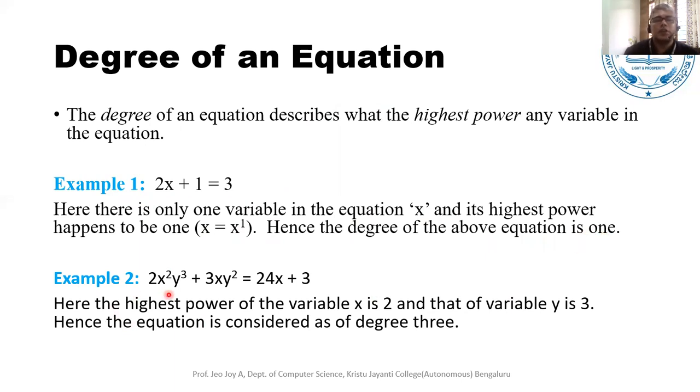And the second example here, that is 2 into x square y cube plus 3xy square is equal to 24x plus 3. This equation, there are two variables, x as well as y, and the highest power of variable x happens to be 2, and the highest power of variable y happens to be 3 here. And this equation is considered of degree 3 because the highest power of any one of the variables is 3. The variable y is having the highest power as 3.